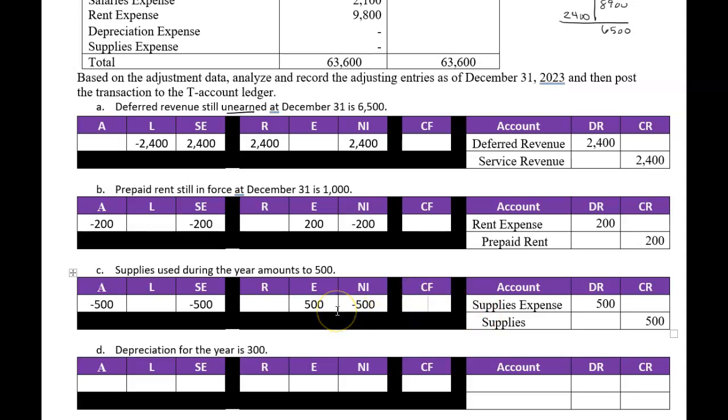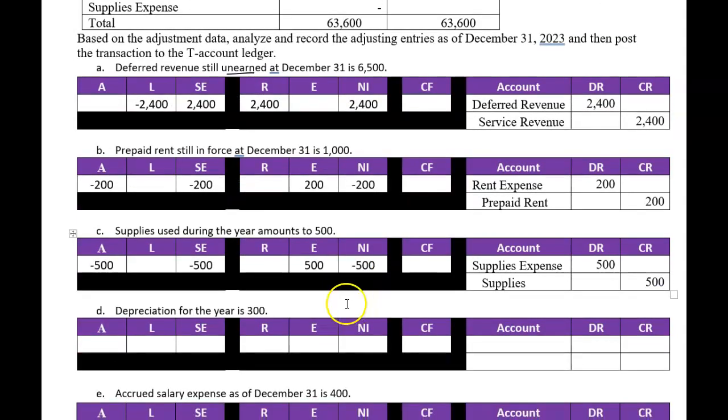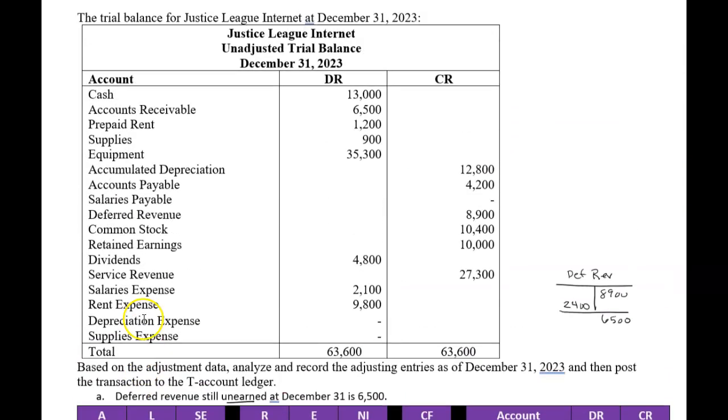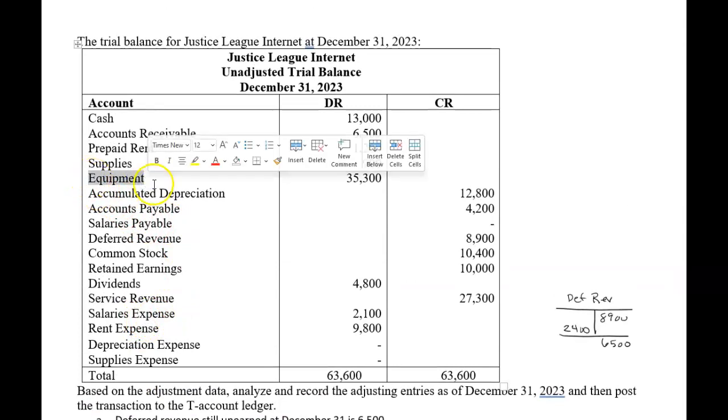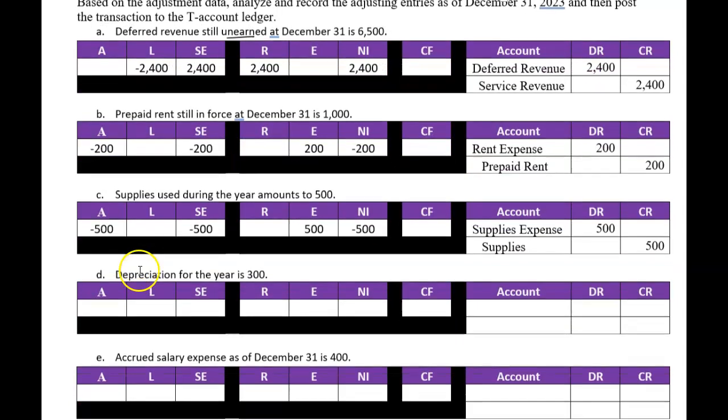Now, I know I'm going through these relatively quick. These are a review of things you've already done. So we just want to get through it so we can finish up the cycle. Depreciation for the year was $300. Now we know depreciation is taken on long-term assets. So we go up here, we only have one, we have equipment. So that means we are depreciating the equipment by $300.